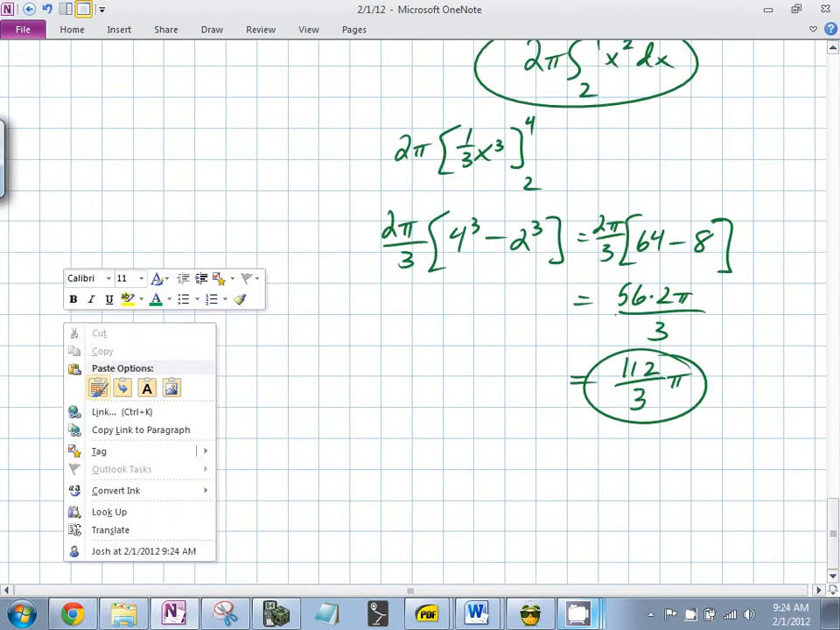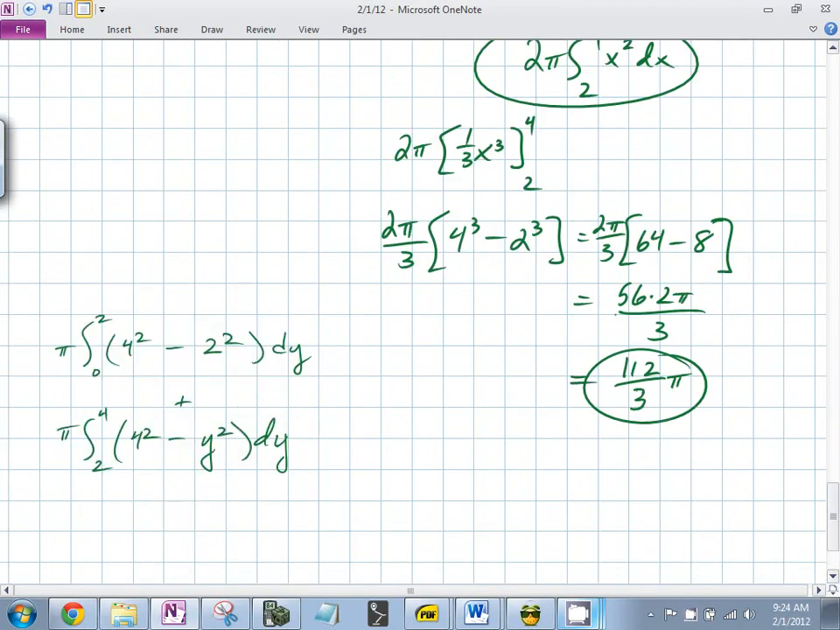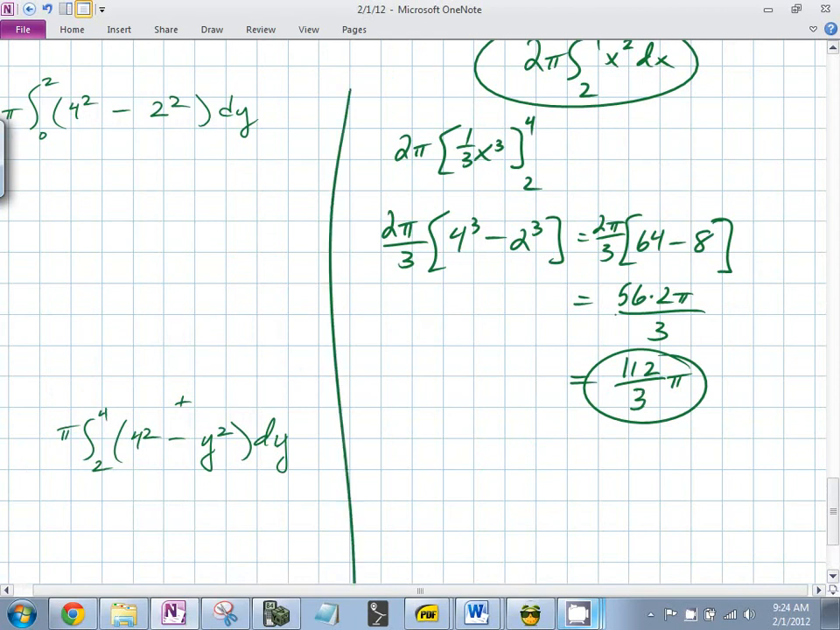Okay, so let's try this. The first one's pretty nice, isn't it? Let's do that one. Actually, we'll just take this one and put it up here. So what do we end up with? Pi integral from 0 to 2 of 12 dy. That's correct, right? So we end up with pi 12y from 0 to 2. Oh, y, thank you. And you end up with, plug in 0, so it's just going to be 24 pi.